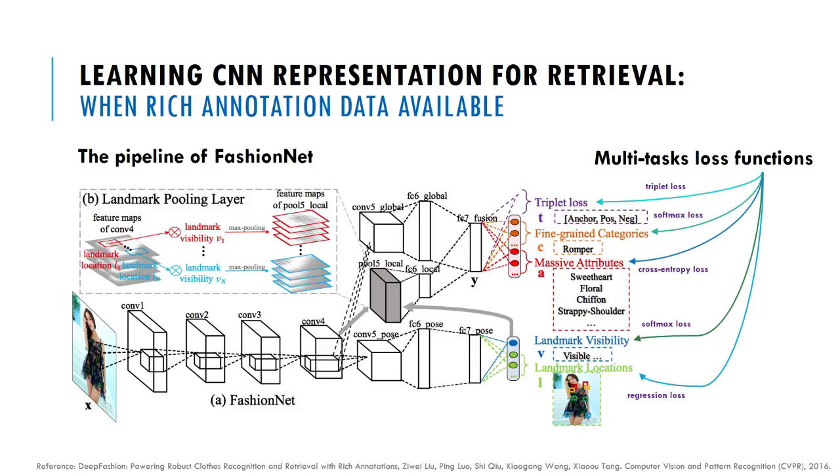There are four loss functions. What we see here is a regression loss that corresponds to the key point location. We have a softmax loss that corresponds to whether the key point is visible and to the clothing category. There's a cross entropy loss function corresponding to the attribute prediction, and a triplet loss function corresponding to the similarity learning between the clothes. So this is a very powerful representation that we can get from here.